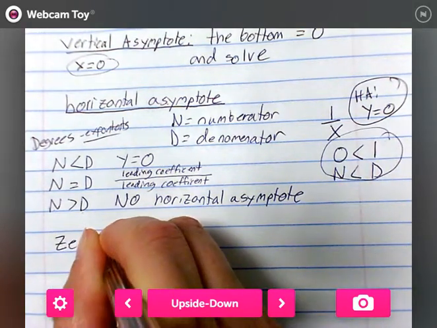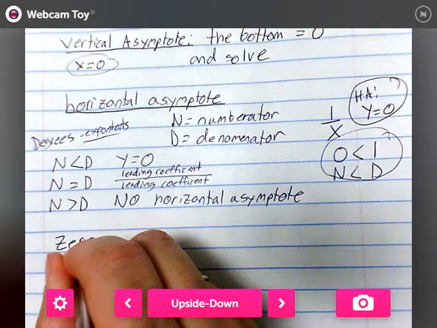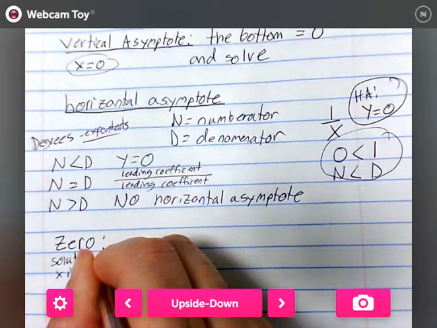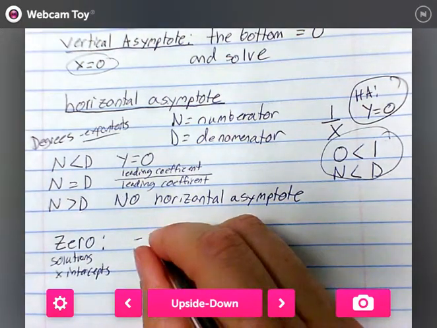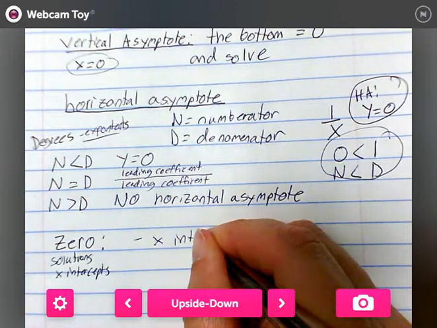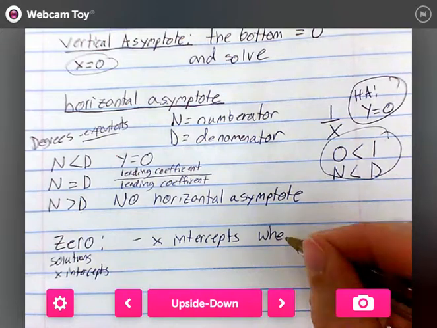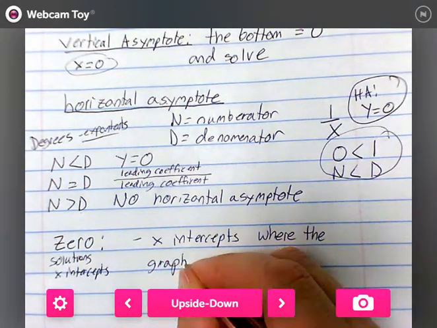Now we're going to talk about zeros, which are also called solutions, x-intercepts, that kind of thing. Okay, zeros are the x-intercepts, where the graph crosses the x-axis.